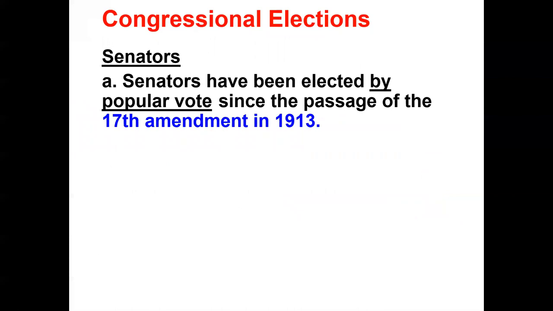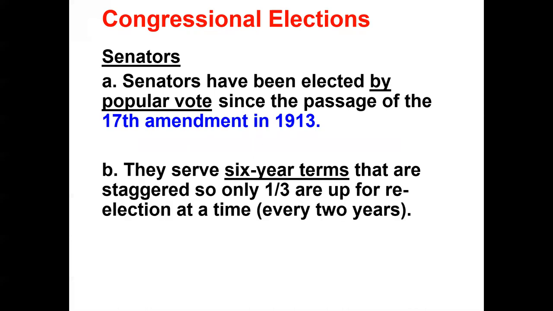Senators have been elected by popular vote. This is a test question. Remember this. This is one of multiple choice test questions. Up to the 1913 amendment, it was the state that elected the senators. But since the 17th Amendment, it is a popular vote, so it has changed. 17th Amendment, senators are elected by popular vote.